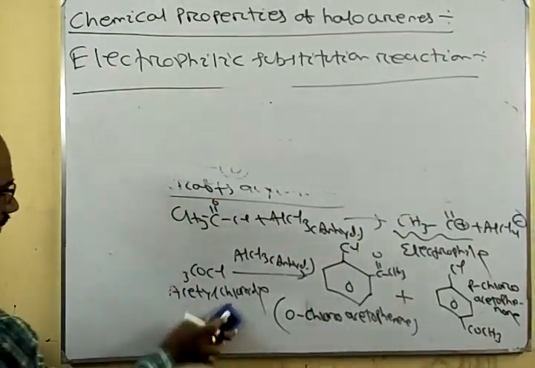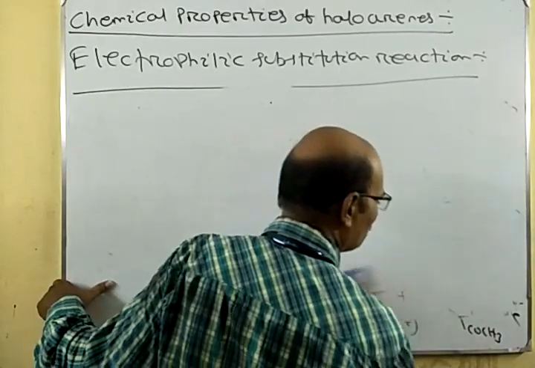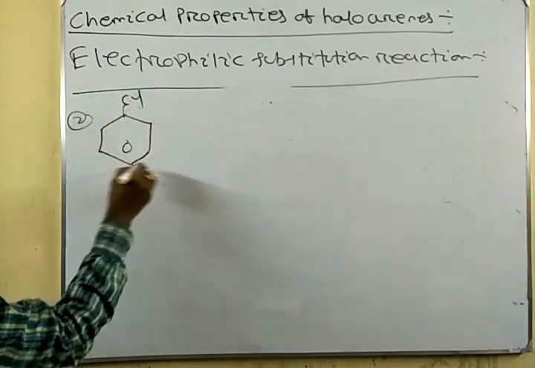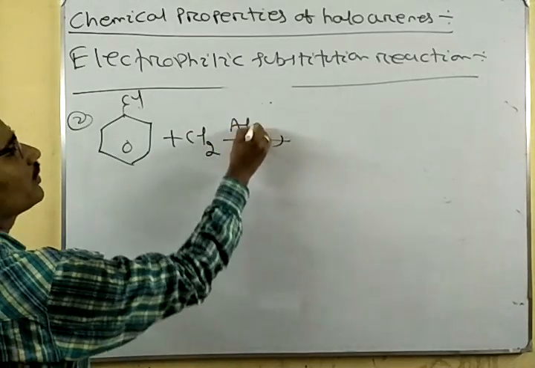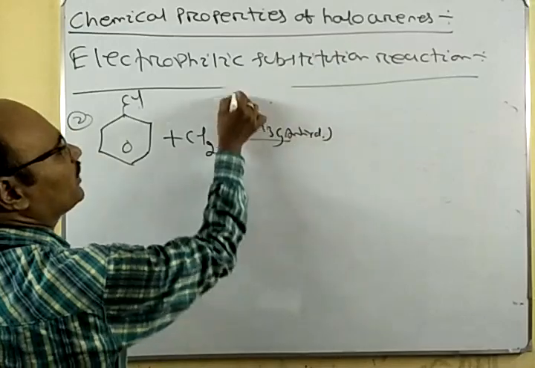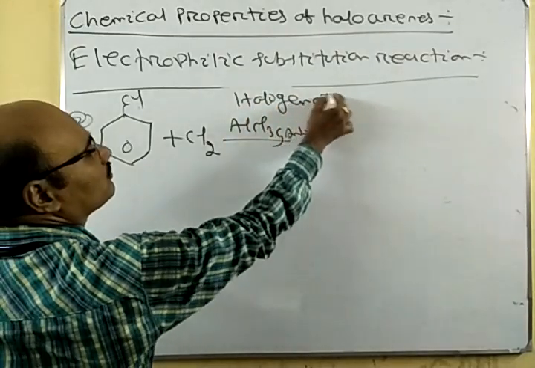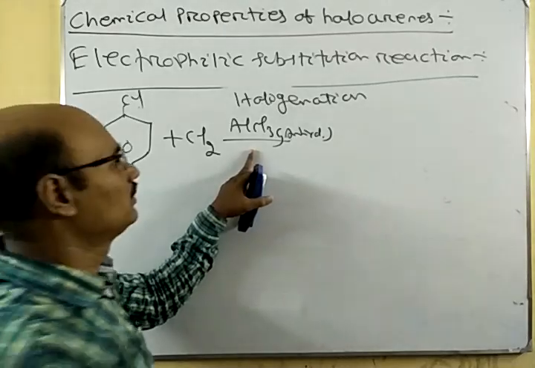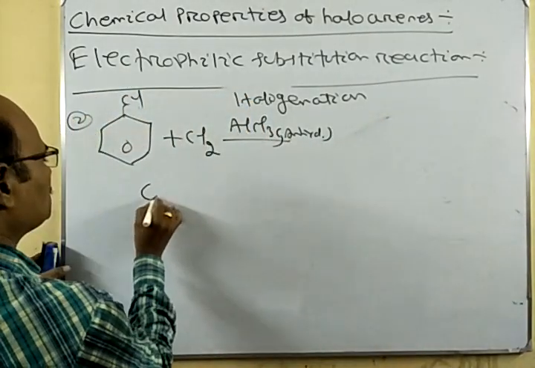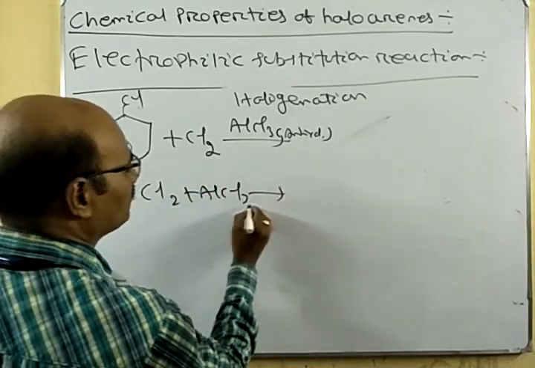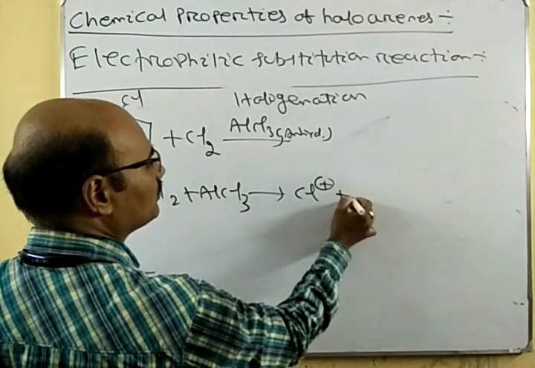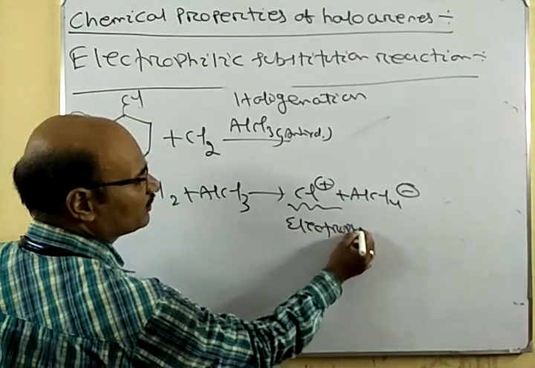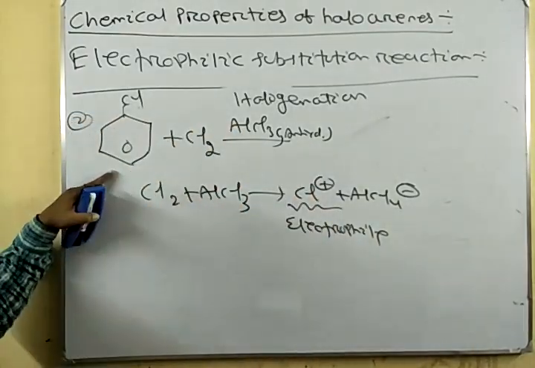The next example I can take is halogenation. Chlorobenzene can also undergo halogenation with Cl2 and anhydrous AlCl3. So what happened? Cl2 plus AlCl3 gives Cl+ plus AlCl4-. Now this is the electrophile here, and this electrophile will be substituted at the ortho and para positions.